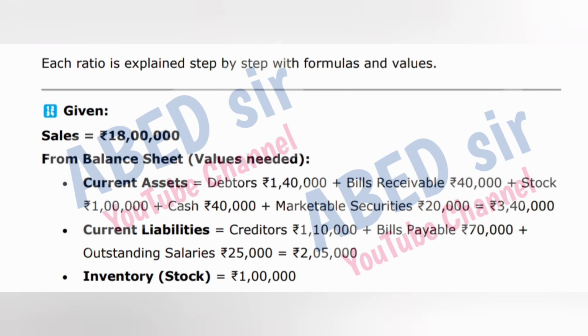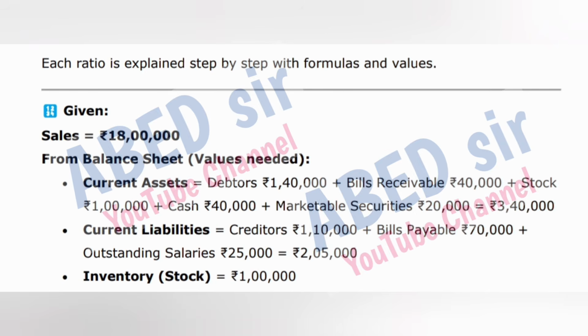Given: sales is equal to 18 lakhs rupees. From the balance sheet, values needed. Current assets is equal to debtors 1,40,000 rupees plus bills receivable 40,000 rupees plus stock 1 lakh rupees plus cash 40,000 rupees plus marketable securities 20,000 rupees is equal to 3,40,000 rupees.